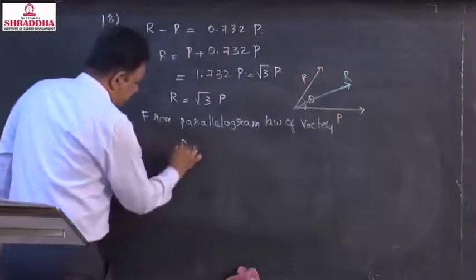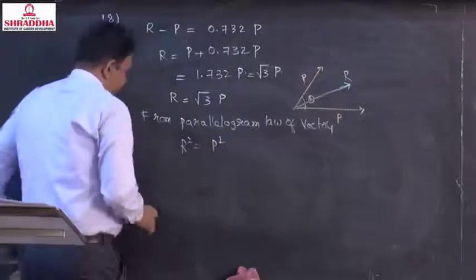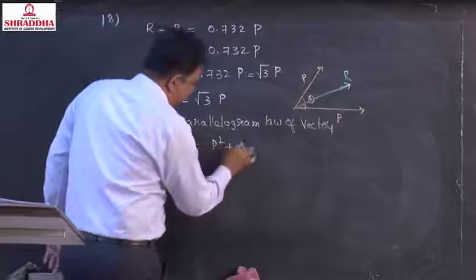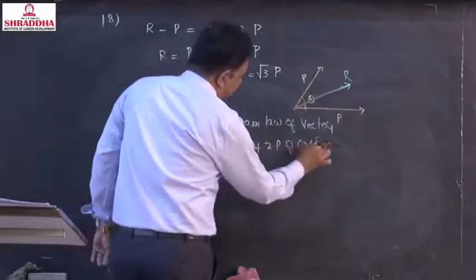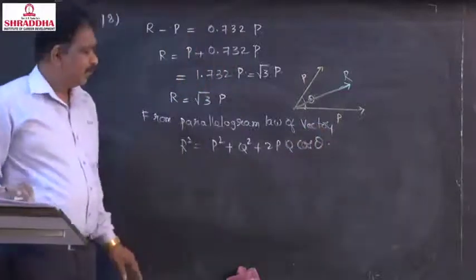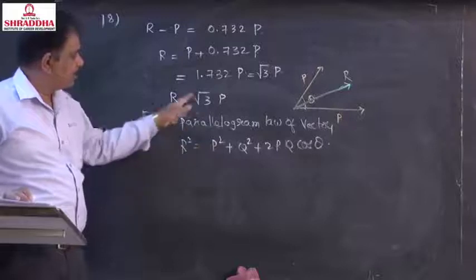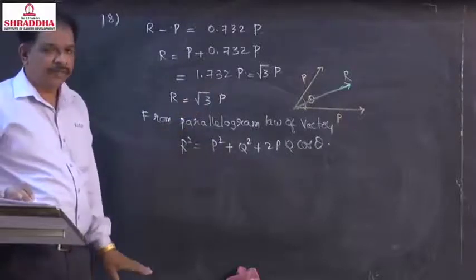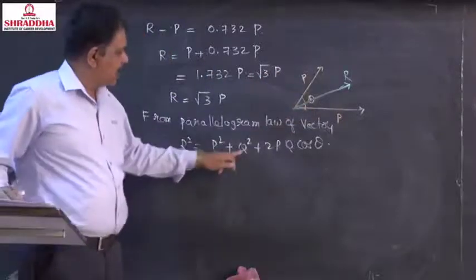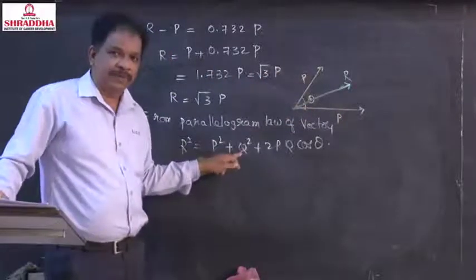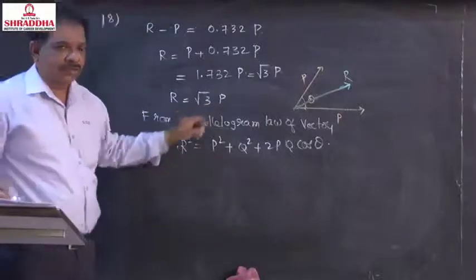R square is equal to P square plus Q square plus 2PQ cos theta. This is the formula. Here P is equal to Q is equal to P, R is equal to root 3P. Clear? These two are identical. So in the place of Q, we have to substitute P, and in the place of R, we have to substitute root 3P.